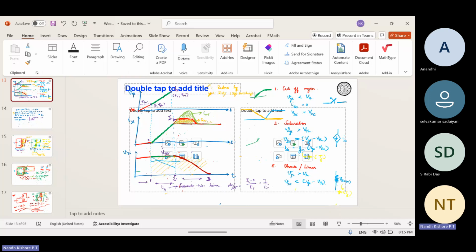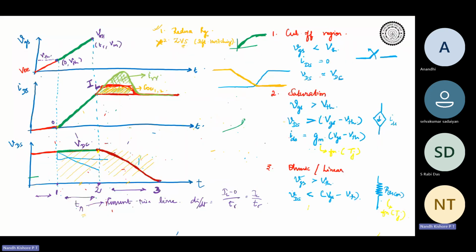We can continue with the numerical problem in the next class. Okay. I mean, we can solve it, but you should understand what's happening, right? Like, I think these three intervals, are they clear? Yes, sir, especially the current rise and voltage fall. Is the concept clear to you guys?